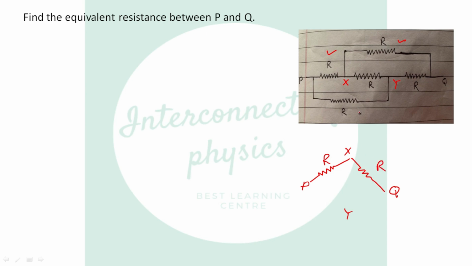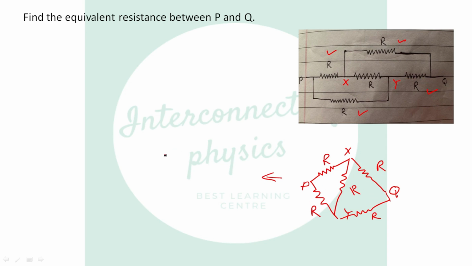P to Y, this R. Y to Q, this R. And X to Y, this R. So you see here, this is also a Wheatstone type bridge. Now, since it is clear that R over R equal to R over R, so this is a balanced Wheatstone bridge.